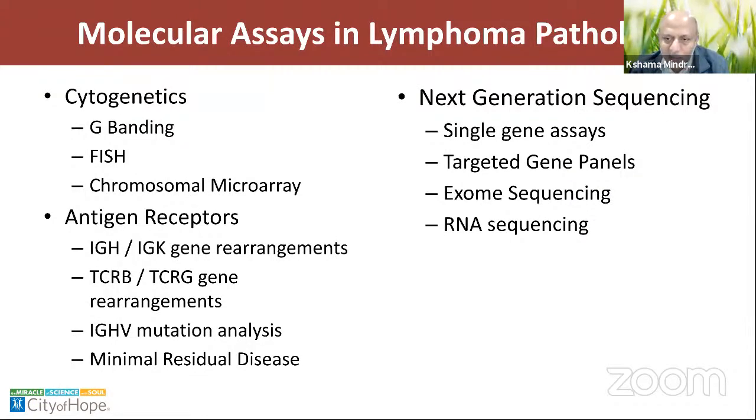This is much more commonly used, so I'd be spending more time on that part. Next generation sequencing in lymphoma is becoming more useful, and as sequencing costs decrease, the expectation is that it would be more widely available, at least in reference labs. So we have single gene assays, targeted gene panels, exome sequencing, RNA sequencing. These are all available clinically now, at least in the larger centers. And I'll explain how we use it and what are the potential benefits of this.